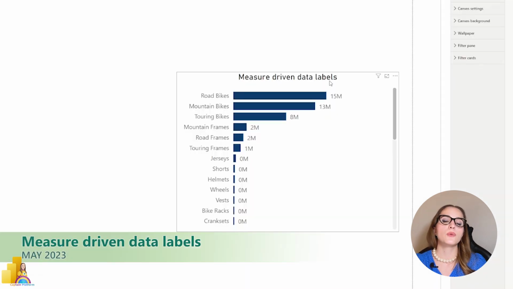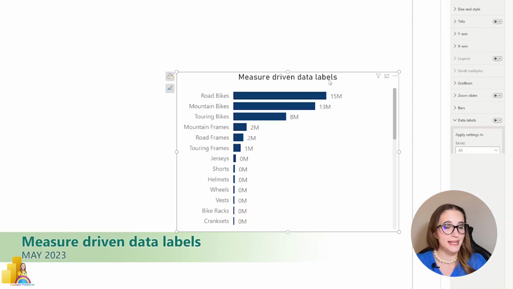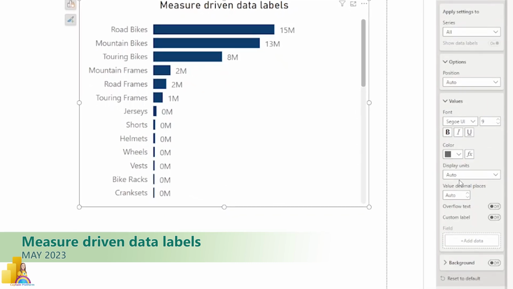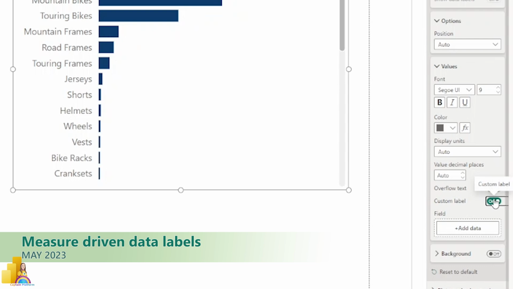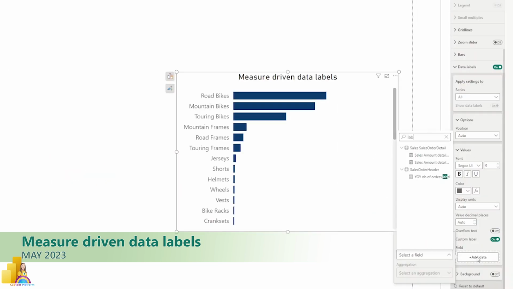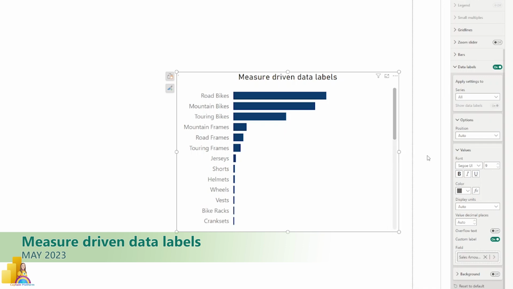And finally, I would like to highlight another May update. So that makes a lot of updates in May. With the introduction of measure-driven data labels, actually offering enhanced customizations for our visuals. So this feature allows for a more meaningful display of the data.